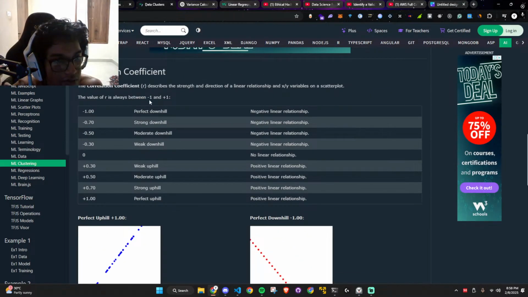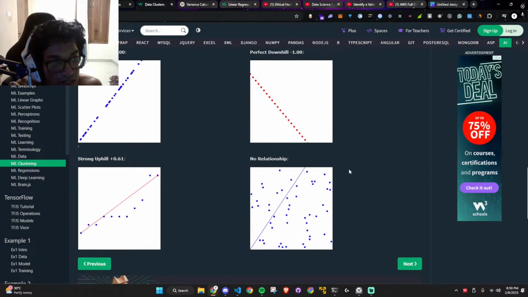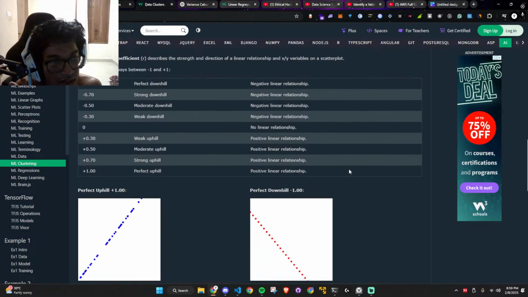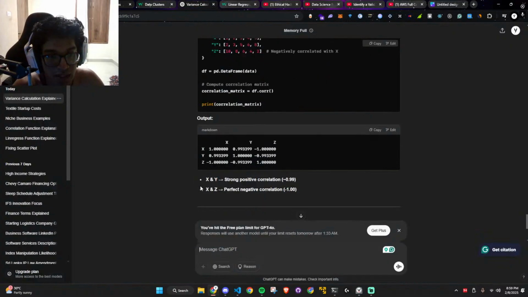Yeah, so if it's far away, I'm pretty sure -1 means it's negative, and okay, 0 means there's no relationship, and positive means there's a positive linear relationship. Okay, so I don't exactly get this, so I'm just gonna try.